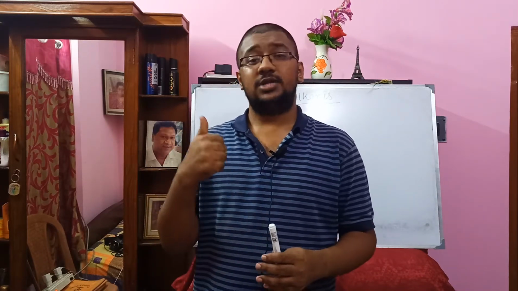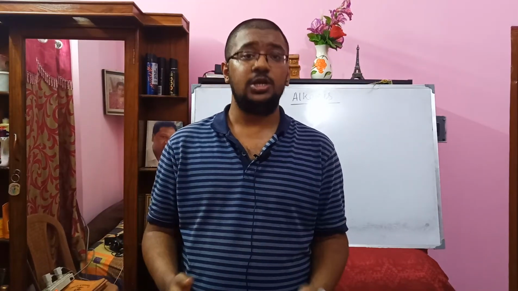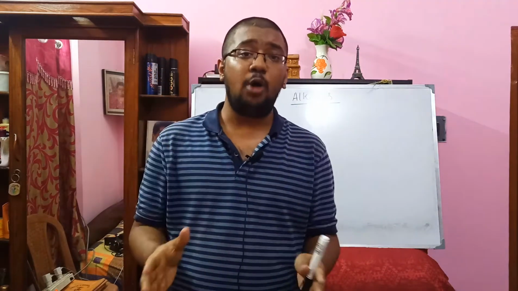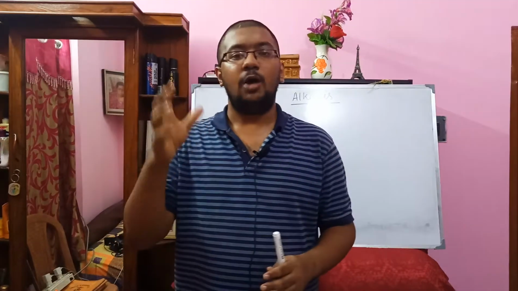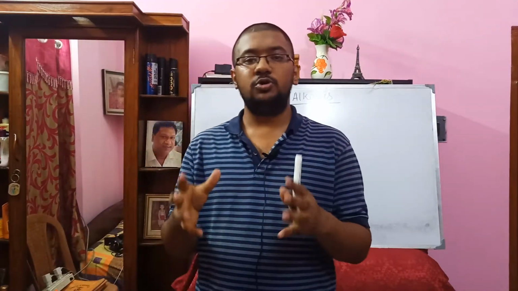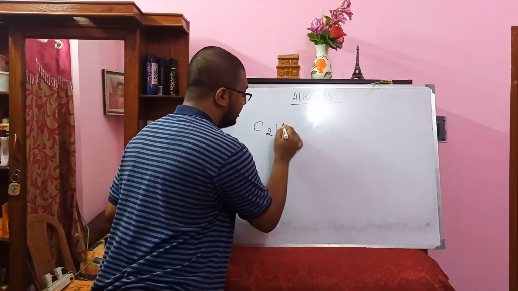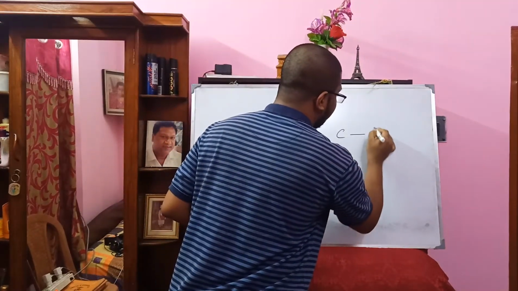We discussed that compounds which are made up of only carbon and hydrogen are called hydrocarbons. Of these, the compounds in which all the four valencies of each and every carbon are satisfied with single bonds are called saturated hydrocarbons. Now let us understand what we mean by saturated hydrocarbon. Suppose I give you an example, C2H6. If you write the structural formula of this compound, you will write it like this.